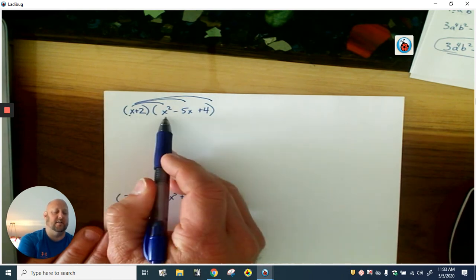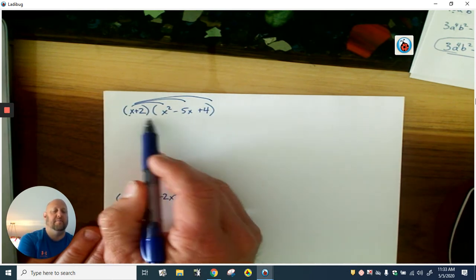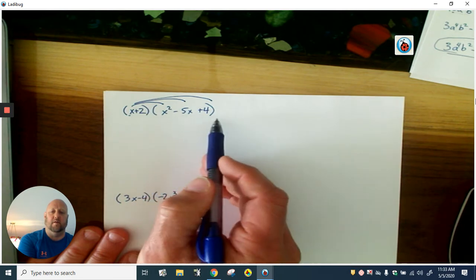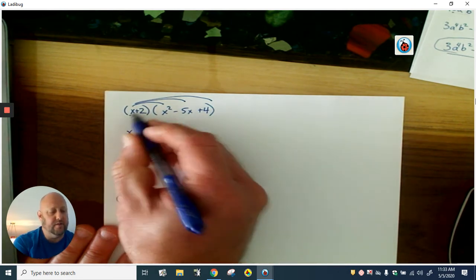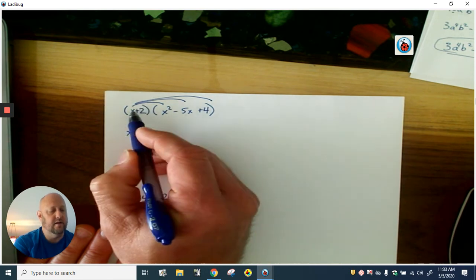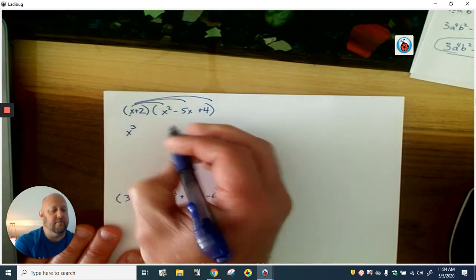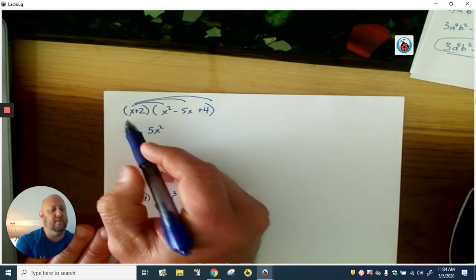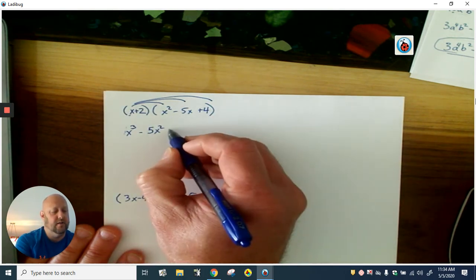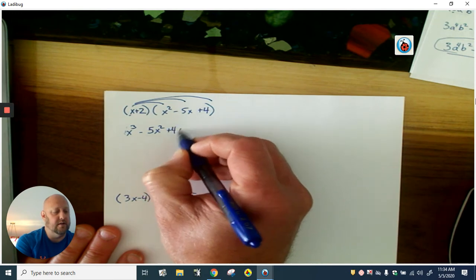So that x has to get multiplied by all 3. And then the 2 is going to have to get multiplied by all 3. So we have x times x squared, which is going to be x to the 3rd. We have x times a negative 5x, which is going to be negative 5x squared. We have x times a 4, which is going to be 4x.